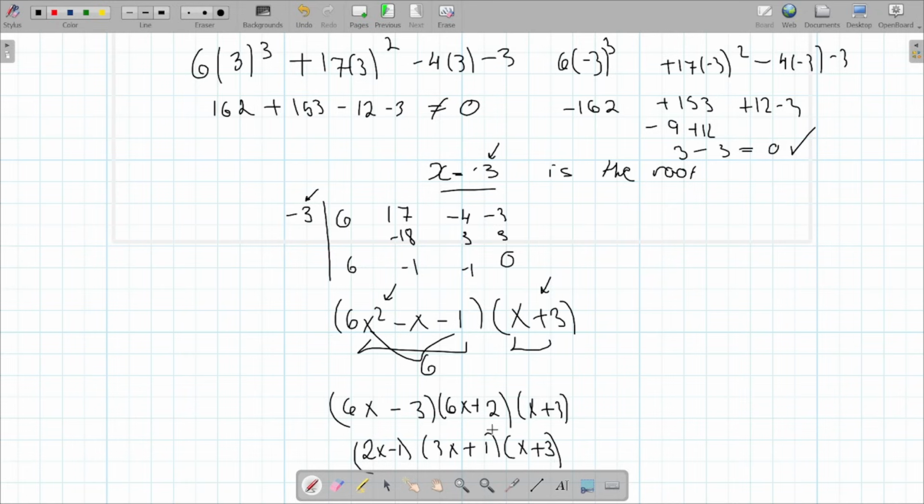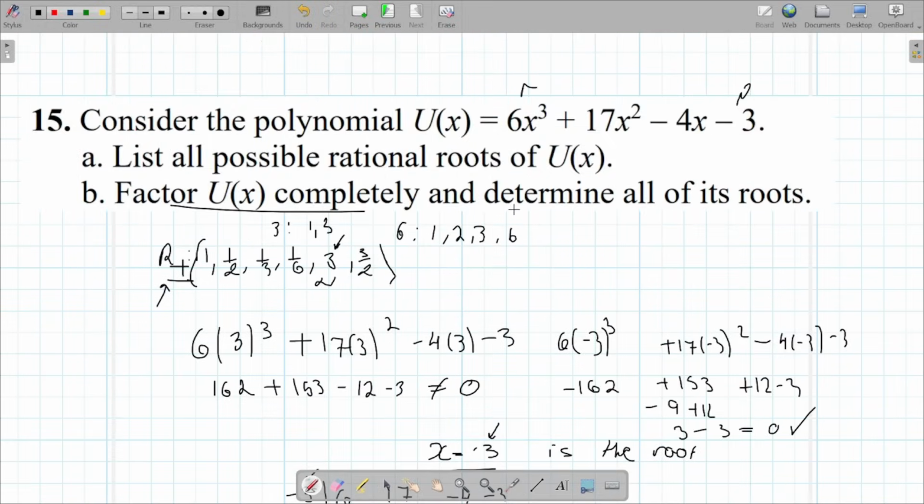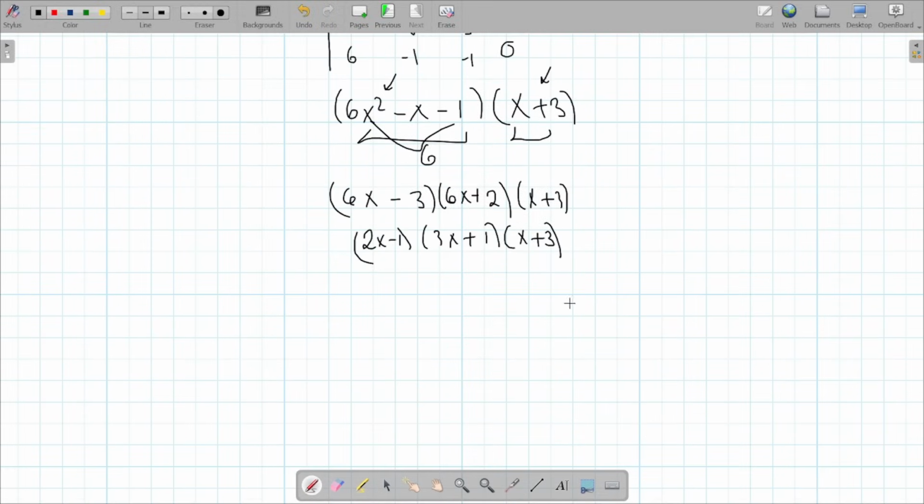So, did I factor it completely? Yes. But did they say just factor completely? It said determine all of its roots. So, what are all my roots? 2x minus 1 equals 0, which is x equals a half. That's my first root. 3x plus 1 equals 0, so x equals minus 1 over 3. x plus 3 equals 0, and we get x equals minus 3, which we already found in part A.